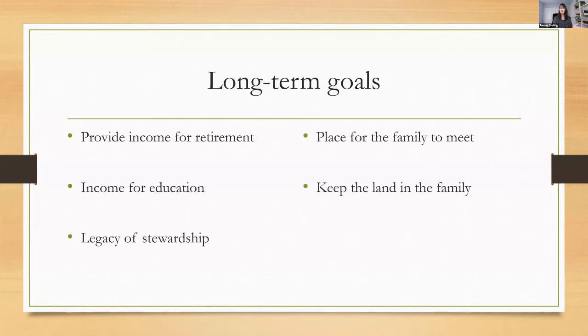So just some examples of long-term goals to kind of help you in your thinking. It might be to provide income for your retirement, income for the education of some of the younger family members. Maybe it's a legacy of stewardship you want to protect, to continue to have a place for the family to meet. And for a lot of people, it's to keep the land in the family. And of course, you may have other goals that I haven't mentioned.